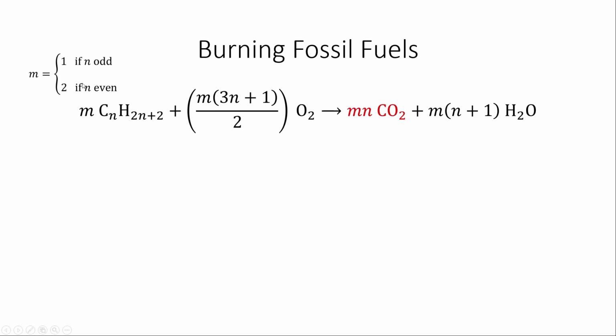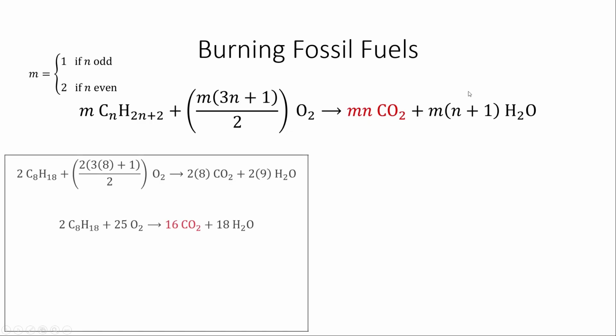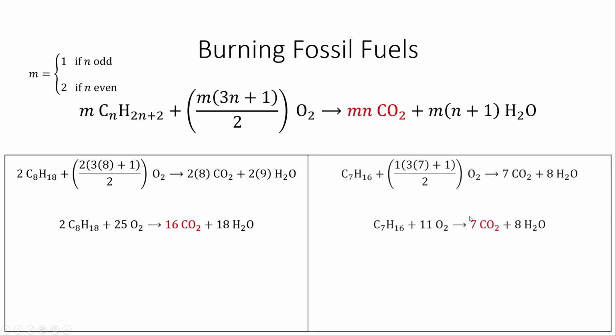So if this N right here is odd, then this M will be 1. If this is even, then it's 2. So if we do this for octane, which is a major constituent in gasoline, it looks like this. We end up, for 2 moles of octane, making 16 moles of carbon dioxide. For another constituent of gasoline, heptane, it looks like this. So we're making 7 moles of carbon dioxide for each 1 mole of heptane. And each of these types of reactions for a hydrocarbon will look like this.